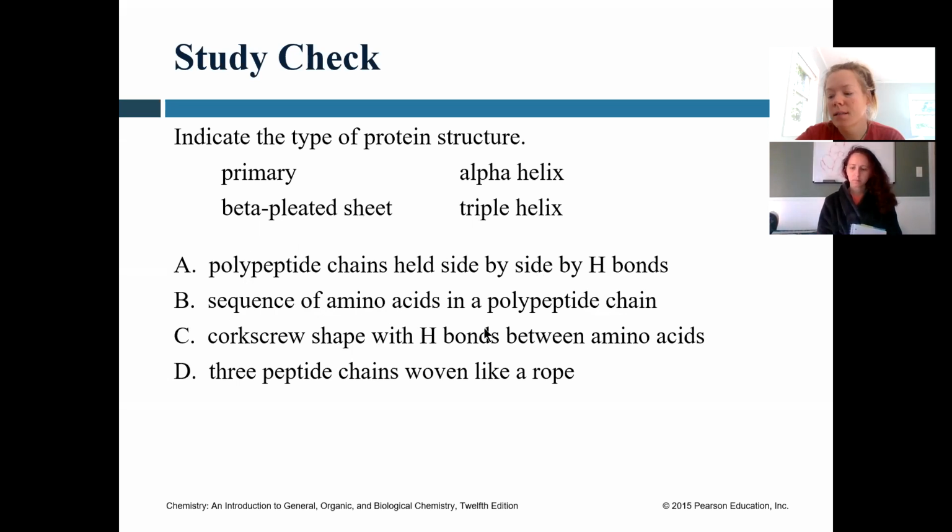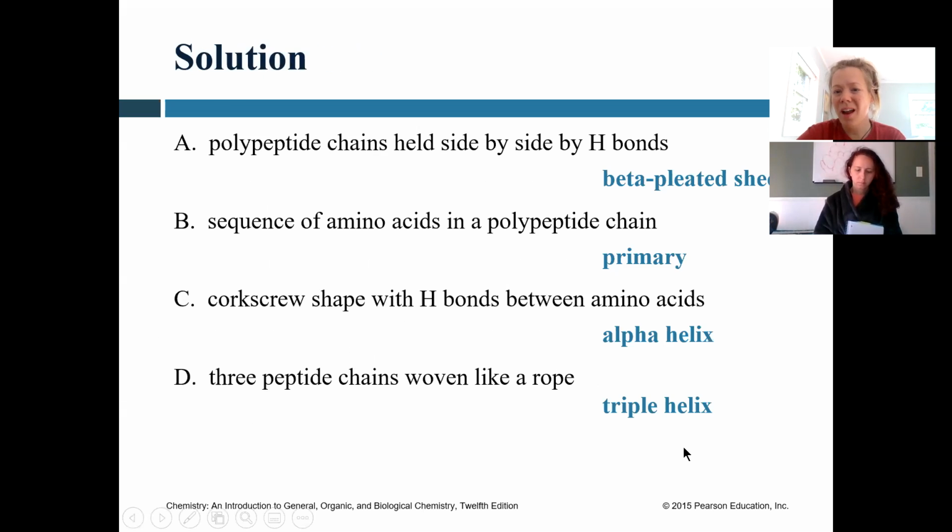The sequence of amino acids in a polypeptide chain. So how are the amino acids arranged? That's all a primary structure thing. That's like the first structure. You've got your amino acids, which are your letters, and then stringing them together in words, that would be your primary, and then we continue to increase complexity from there. A corkscrew shape with H bonds between amino acids, that is our alpha helix. All right, we get that twisted shape. And then three peptide chains woven together, that's just the triple helix. So a lot of definition stuff.